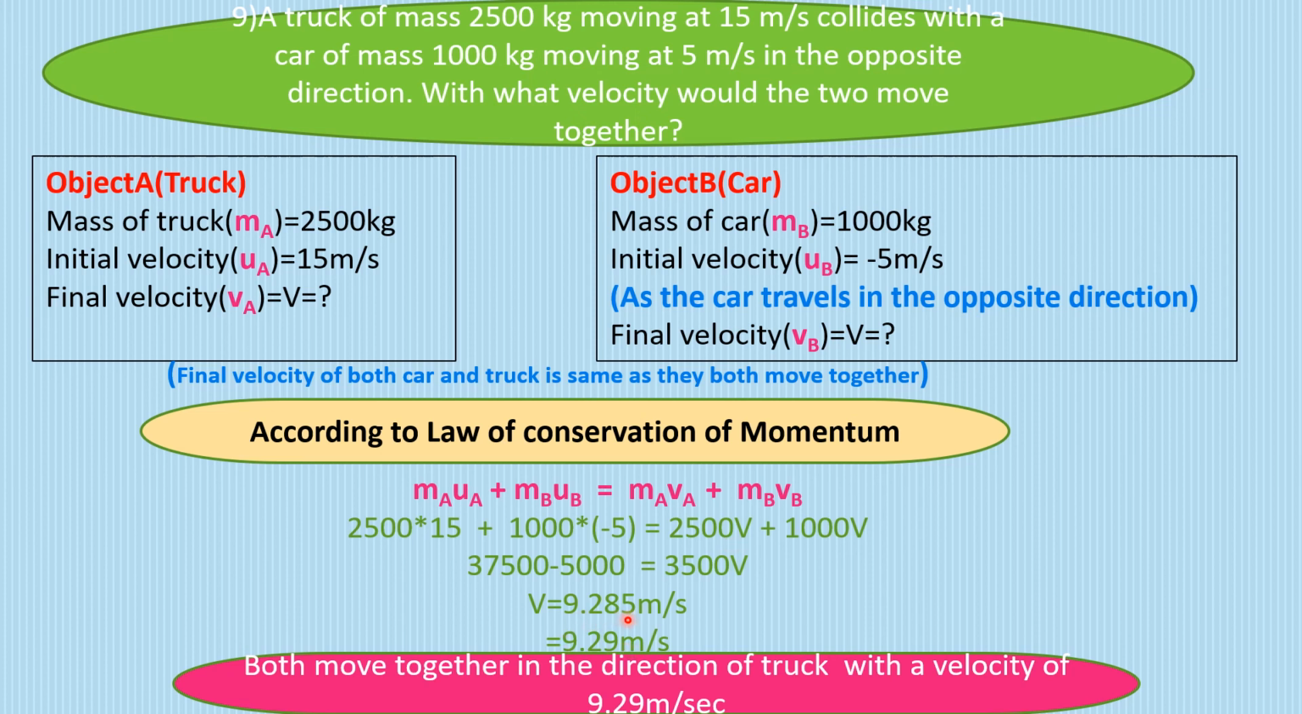See, whenever आपका आंसर डेसिमल्स में आता है, then solve it up to 3 decimal places and then round it off to 2 decimal places. So 3 decimal place तक 285 आया, round off करके it is 9.29. So what does that mean? See, answer is coming out to be in the positive value. So that means positive किसका initial velocity था? Truck का. मतलब when they stick to each other, they will travel together in the direction of what truck was traveling. So both move together in the direction of truck with a velocity of 9.29 meter per second.